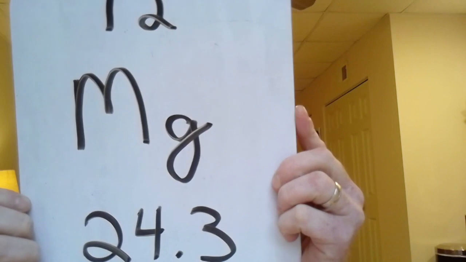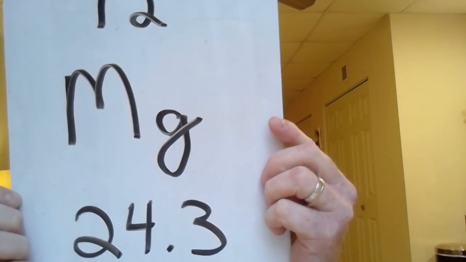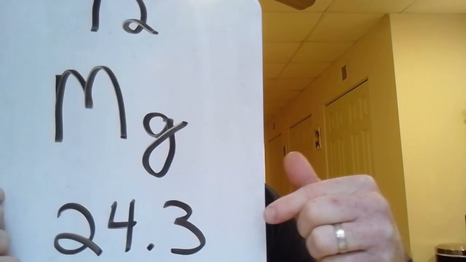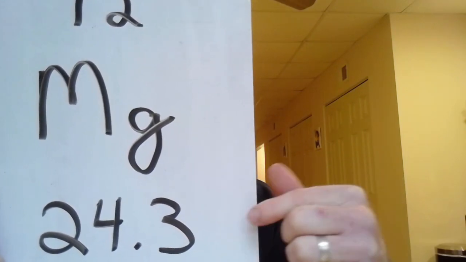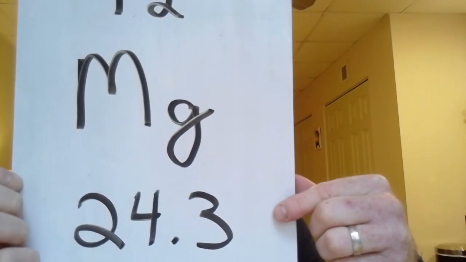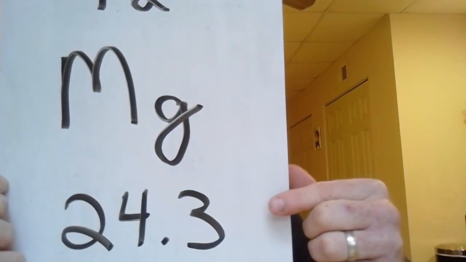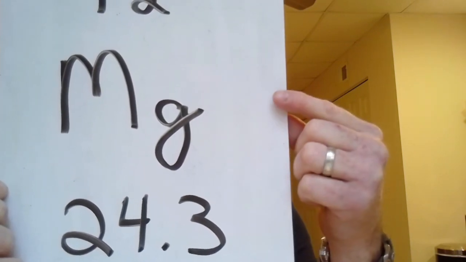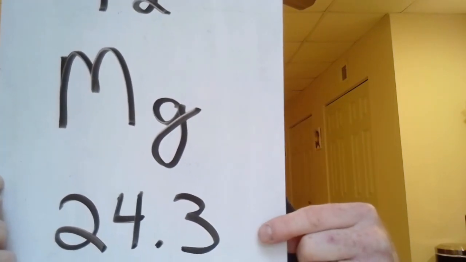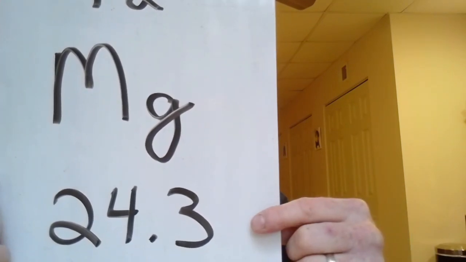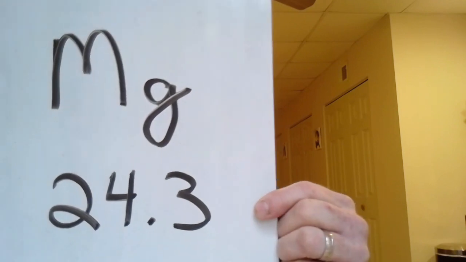So here's your closer look at magnesium. Now we've got the symbol Mg, but down here, the number we really wanted to focus on today was that 24.3. That is the atomic mass of magnesium. But here's the really cool part of it. It also is the molar mass of magnesium. Now, what exactly do I mean by molar mass? Well, let's look at a real-life example of what I'm talking about.